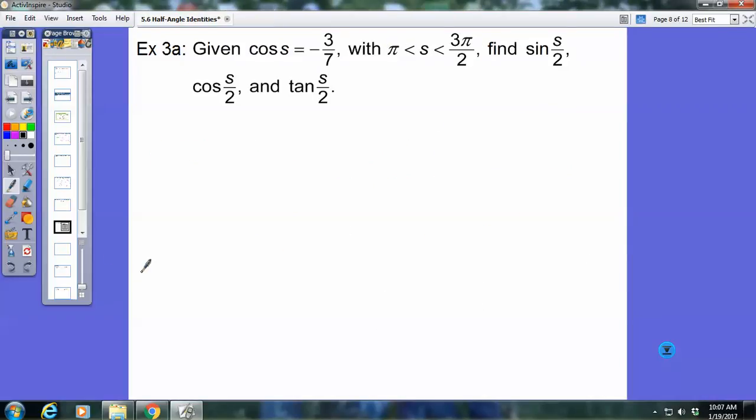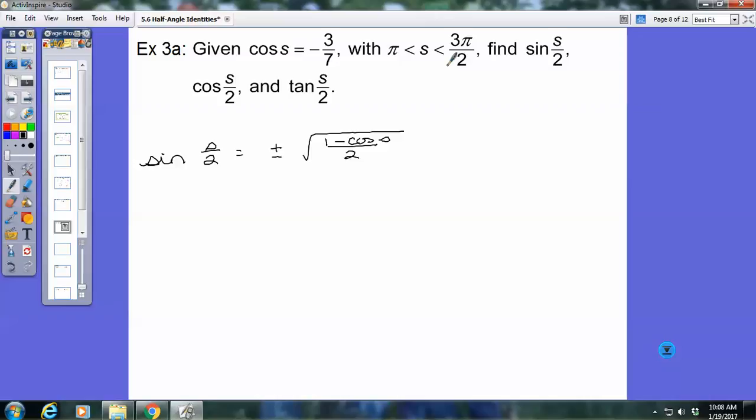Okay. So I have given you cosine of s, and that's all. We need to find sine, cosine, tangent of s over 2. So let's start by writing out our formula. Sine of s over 2 would equal plus or minus square root, divided by 2. Do I have everything I need to use this formula right now? Yeah. Okay. We need to decide whether it's the positive or the negative.